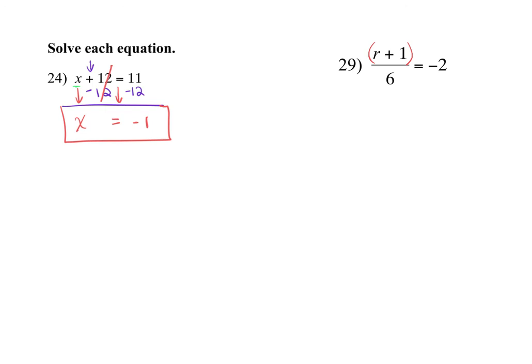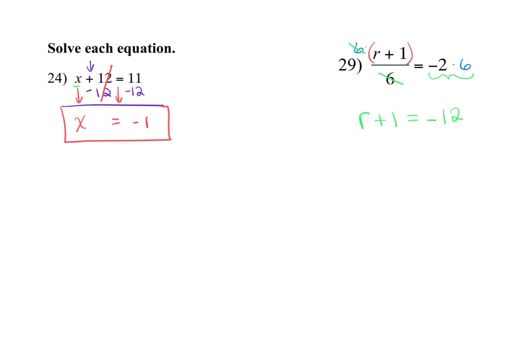The 6 is division. It's being divided by 6. So I need to multiply by 6 here. I need to multiply by 6 here. On the left-hand side, 6 over 6 cancels out, which is really what I want it to do. If I'm dividing by a 6 and I multiply by a 6, all that happens is the 6's cancel out, and I'm left with just the r plus 1. On the right-hand side, I have negative 2 times positive 6. That gives me a negative 12.